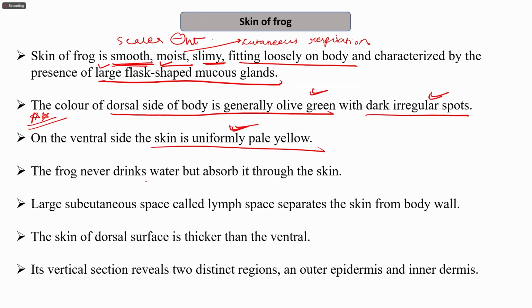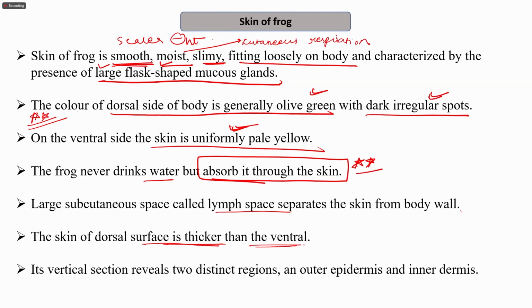The frog never drinks water, but it absorbs it through the skin. This is important. A large subcutaneous space called the lymph space separates the skin from the body wall, and the skin of the dorsal surface is thicker than the ventral.